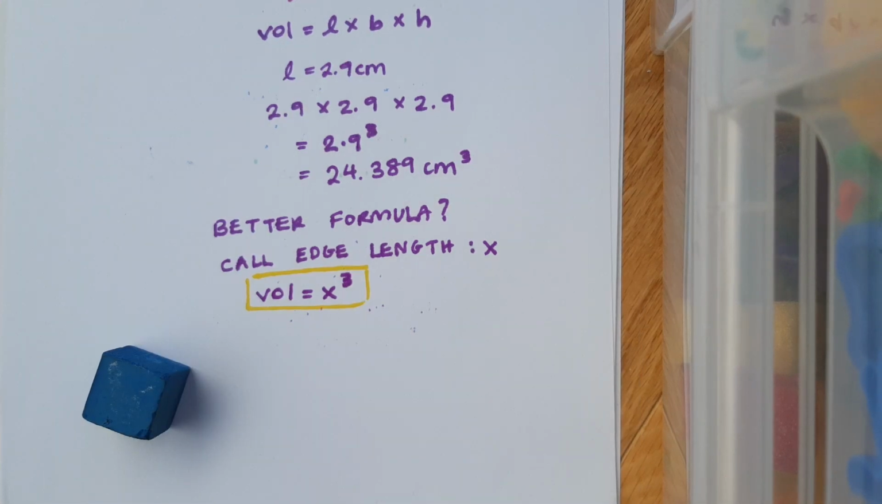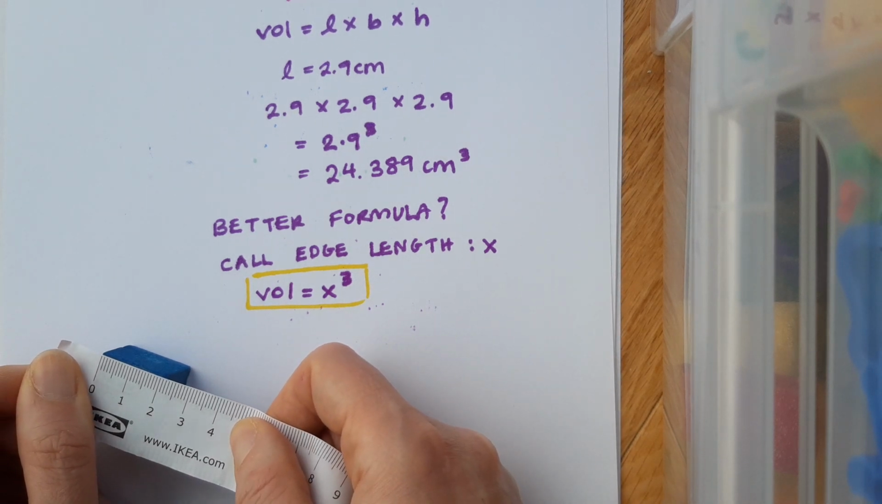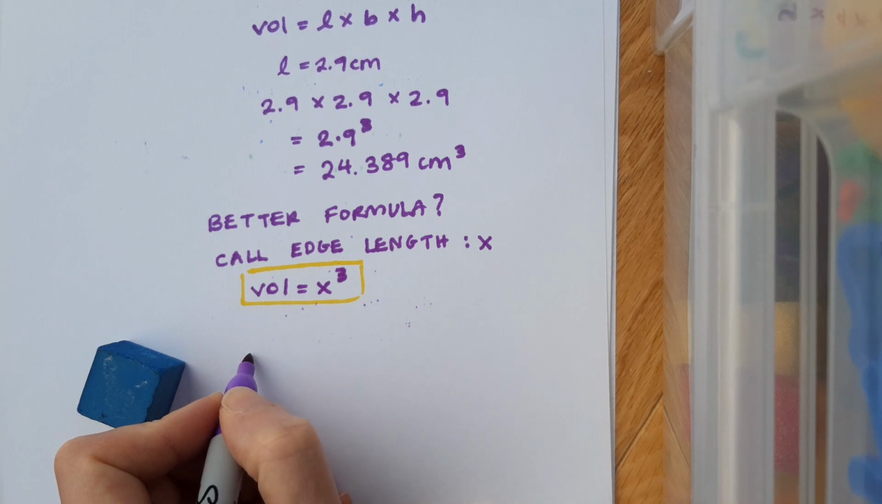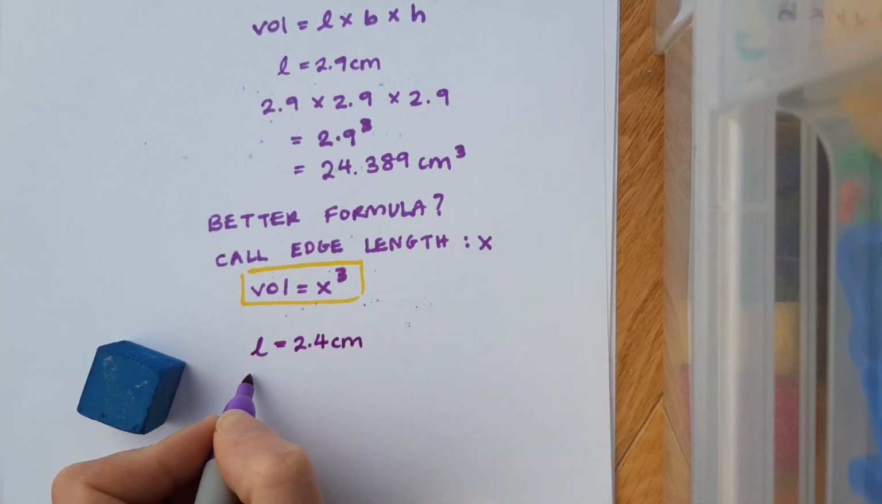So here's another cube, and apologies if it's a little bit dark, it's very dark today. Here's another cube, and again I want you to calculate the volume. So I'm going to provide you with a side length, and then I want you to pause the video and calculate the volume. And then you can unpause and check if you're right. So this particular cube has an edge length of 2.4 centimeters. I'm going to write that down. So length is 2.4 centimeters.